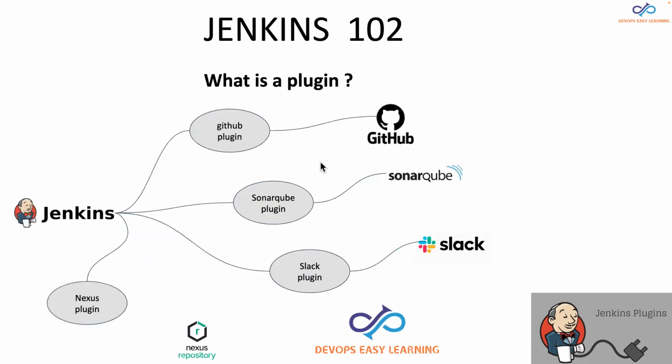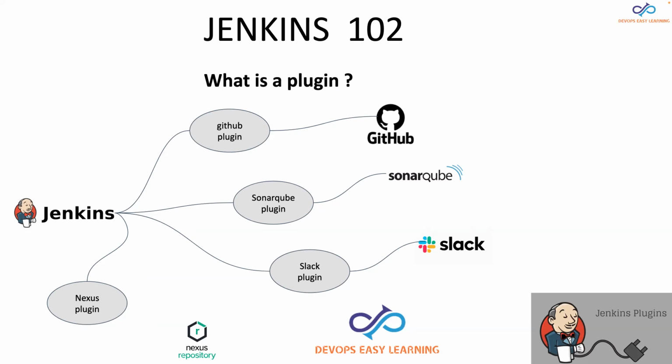For example, for Jenkins to clone a repository, it will need a GitHub plugin so that it can clone that repository. For Jenkins to publish a build result to SonarQube, like a pass or a fail with all the analysis, Jenkins will require the SonarQube plugin. For Jenkins to publish the build status on Slack, Jenkins will require the Slack plugin. The same thing for Jenkins to publish images to a Nexus repository: Jenkins will also need the Nexus plugin.